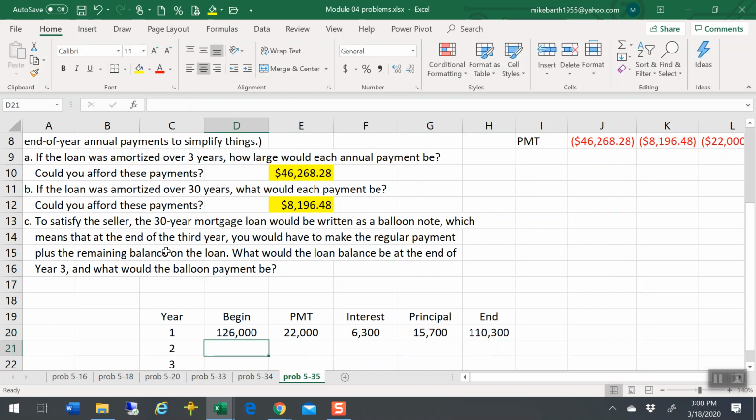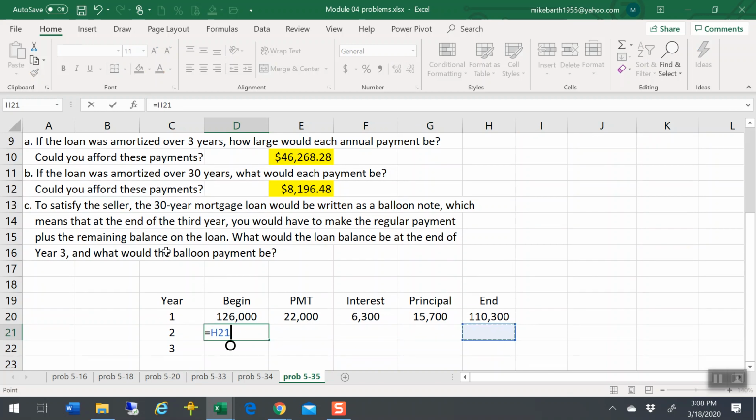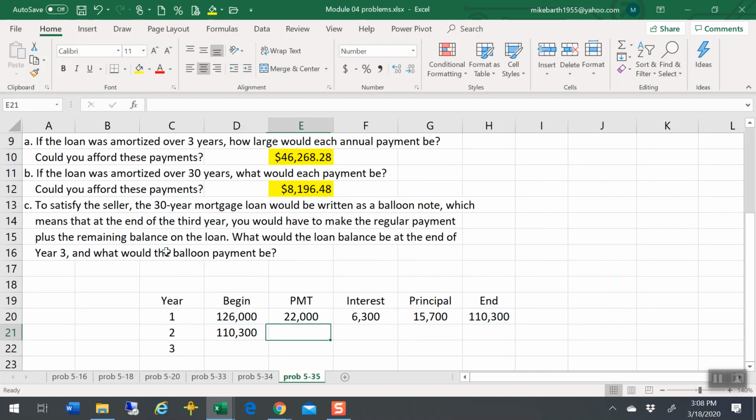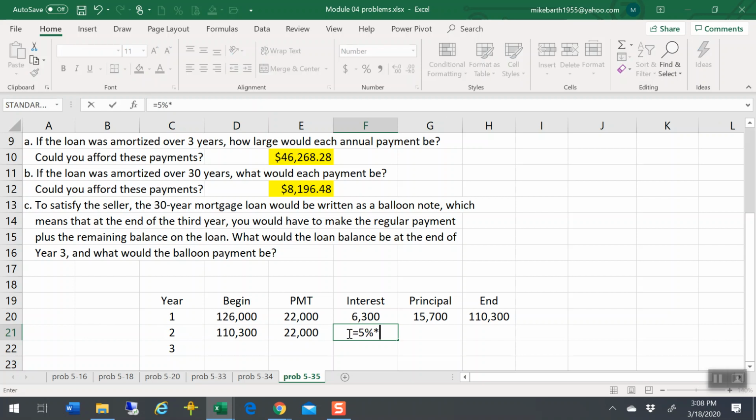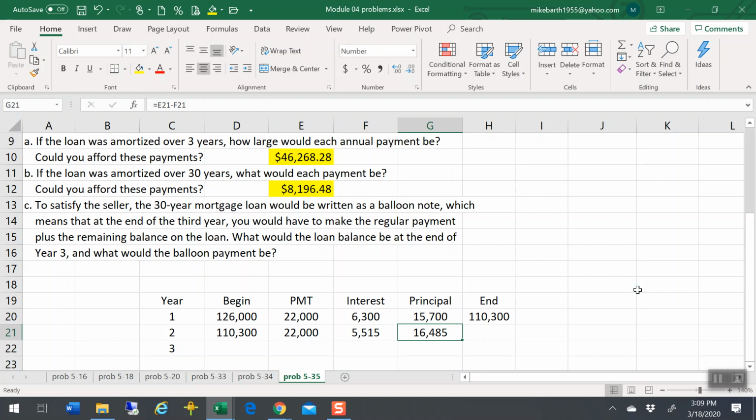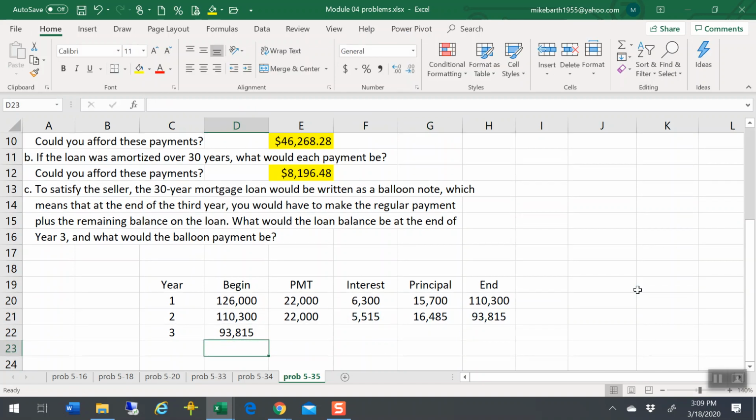Okay, and so we would start the next year where I would owe 110,300 still. I'd make the same $22,000 payment. Now the interest would be only 5% of 110,300, because I'm only paying interest on the unpaid portion, which would mean that the principal would be that much higher, and I would pay the loan down to $93,815, which is where I start the next year.